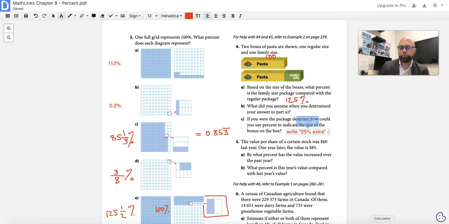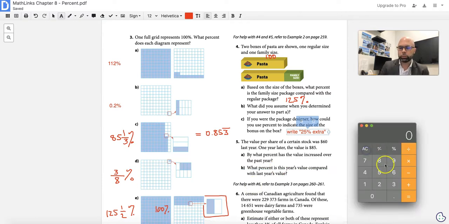So let's do some math. And again, just estimating. We can say, let me be careful here. Well, the difference between these two, we know the $60 went up to 85. The difference between those two is 25. So I'm going to write 25 divided by 60. Oh, like that.